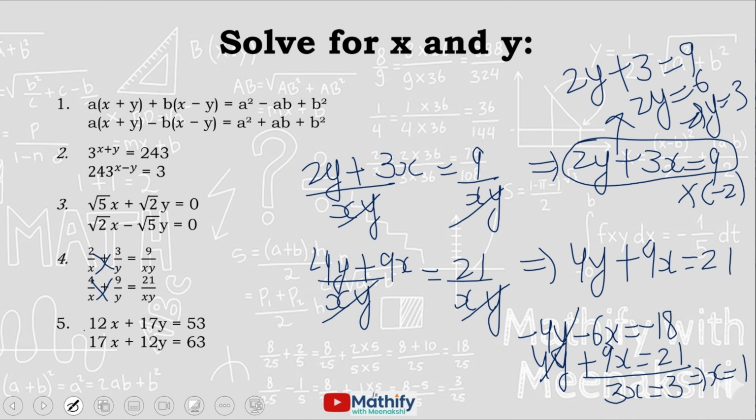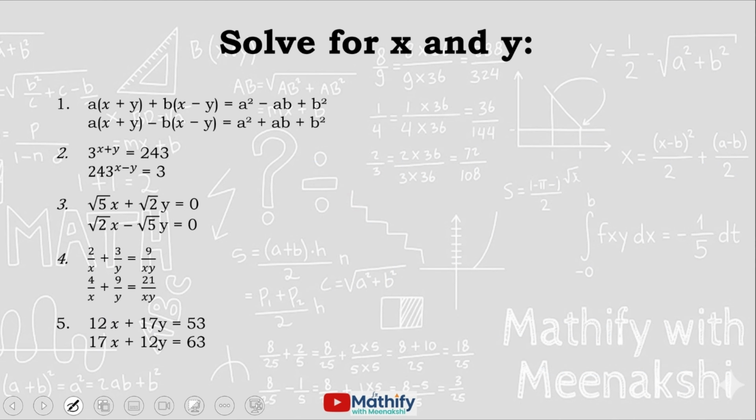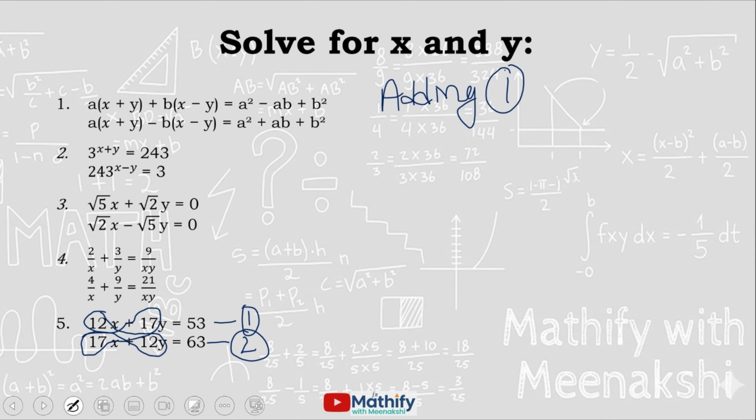You can say x is 1 and y is 3. Let's move to fifth question. Whenever the coefficient of x and y is the same, like here it's 12 and 12 and here it's 17 and 17, in these type of questions, first you will add 1 and 2, and for the second equation you will subtract 1 and 2. So let's add 1 and 2.